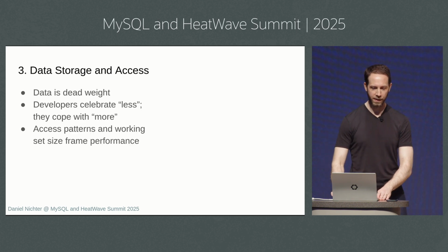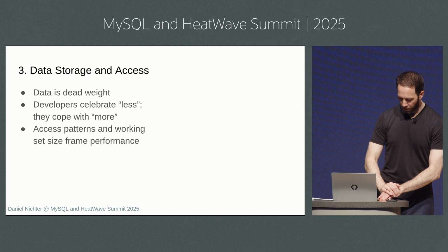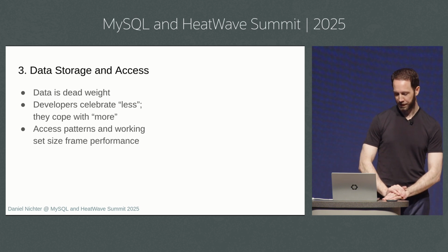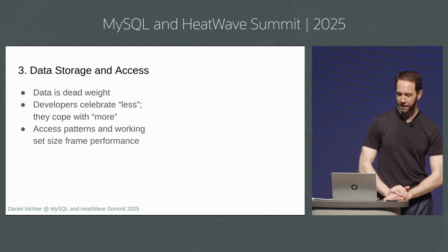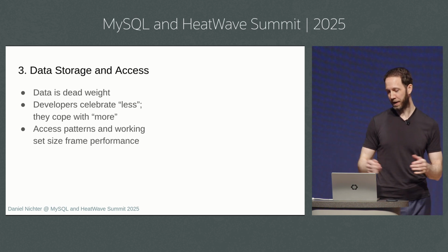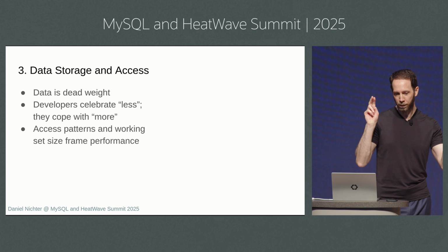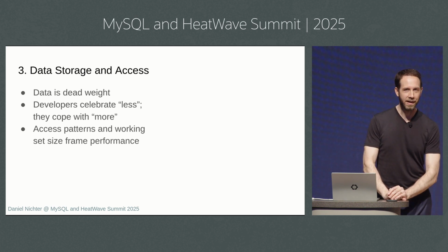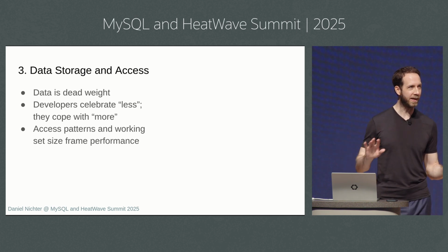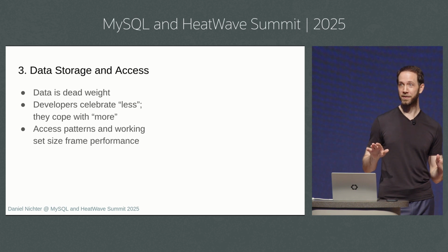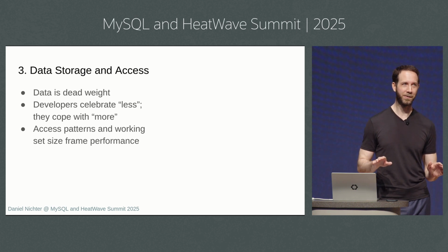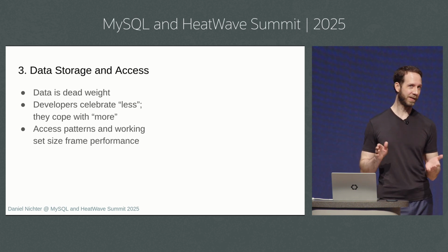So number 3, data storage and access. The first point I like to make, which sometimes strikes people as odd, is that data is dead weight. What do I mean by that? Here's a trick we can play. There is a way to quote unquote optimize any database, any query, any workload such that the response time is virtually 0. Anyone have a guess what it might be?